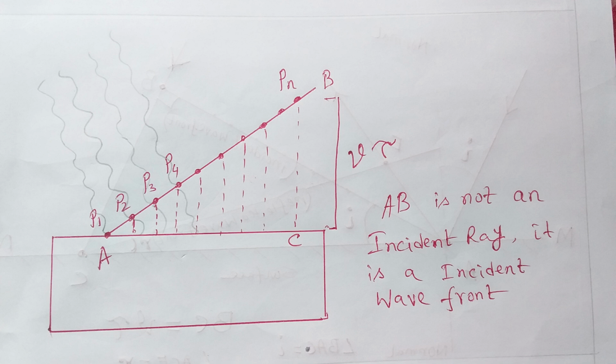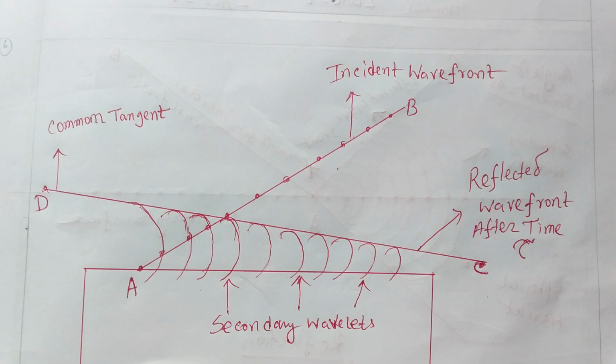All the points of the wavefront will strike the surface. As each point strikes the surface, secondary wavelets will form. That is, small waves will be generated. These wavelets are produced like the following figure. According to Huygens, the common tangent of all the circles is the position of the wavefront after time tau.